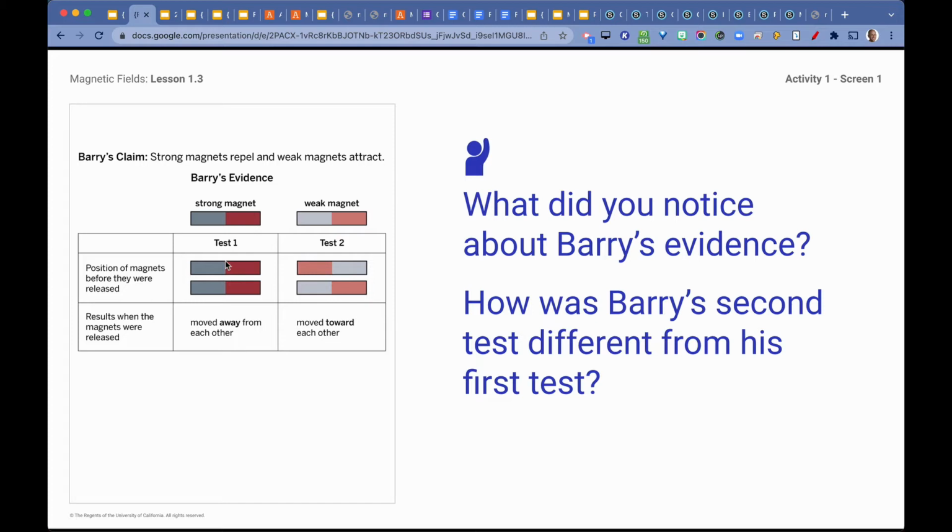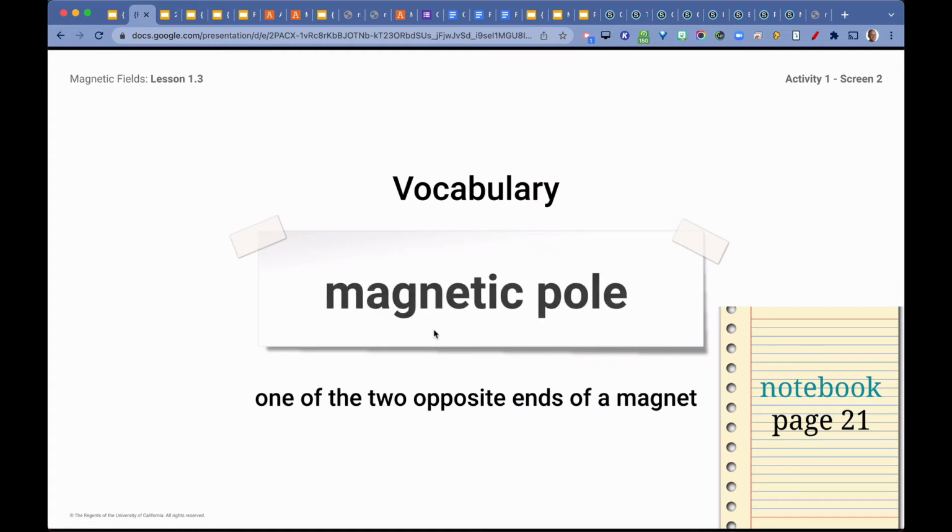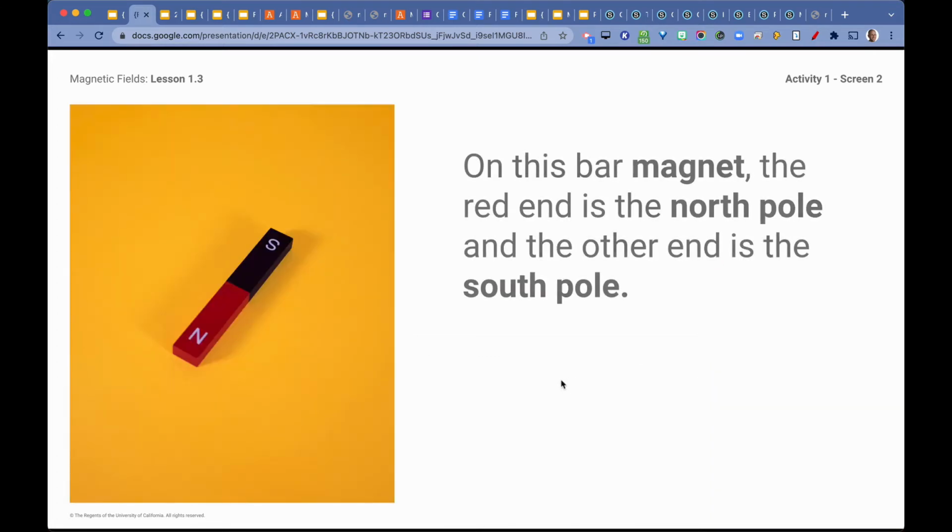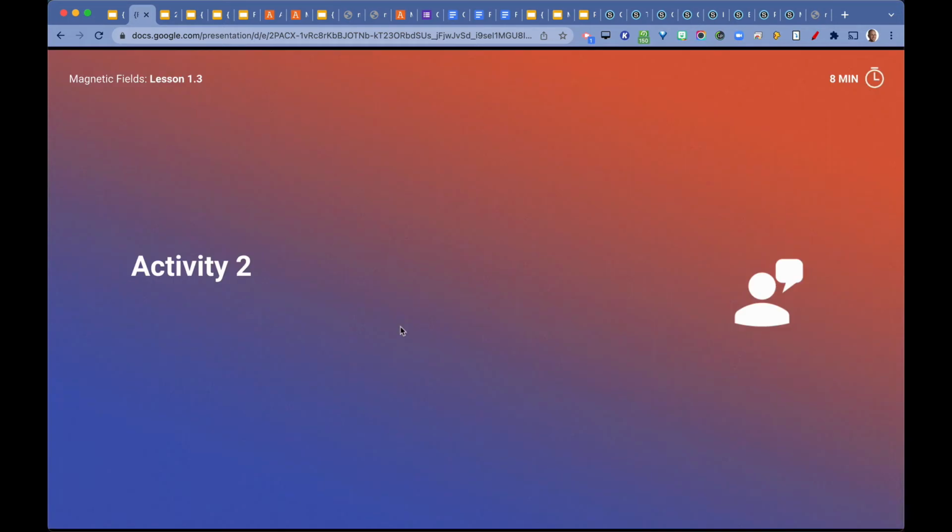He had test number 1, where here's the setup, and the results were the magnets moved away from each other. And then here's the setup for test 2, and the result was that the magnets moved toward each other instead of moving away from each other like in test 1. So we talked about magnetic poles, the 2 opposite ends of the magnet. Again, that was on page 21 of the reference notebook that I copied down. And on the bar magnet, this red end is the North Pole and the other end is the South Pole, so we learned about that.